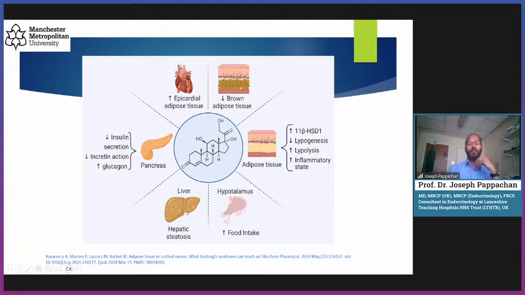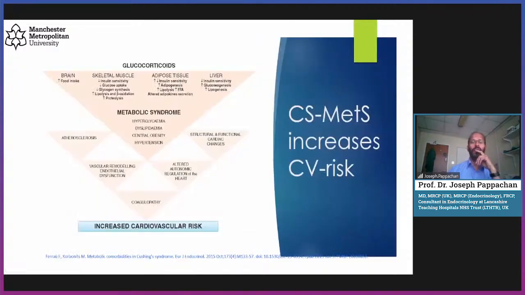It can cause hepatic steatosis. It can worsen the pancreatic function, reducing insulin secretion, incretin secretion, and increasing glucagon production. It can also increase visceral fat tissue deposition in the epicardial fat tissues. This is the picture which shows the interconnection between abnormal glucocorticoids and metabolic syndrome. I'm not going into the details of that because of the time constraints.